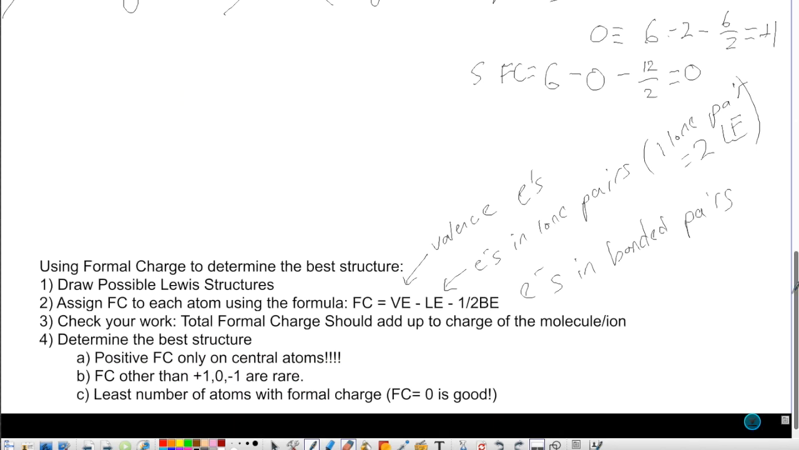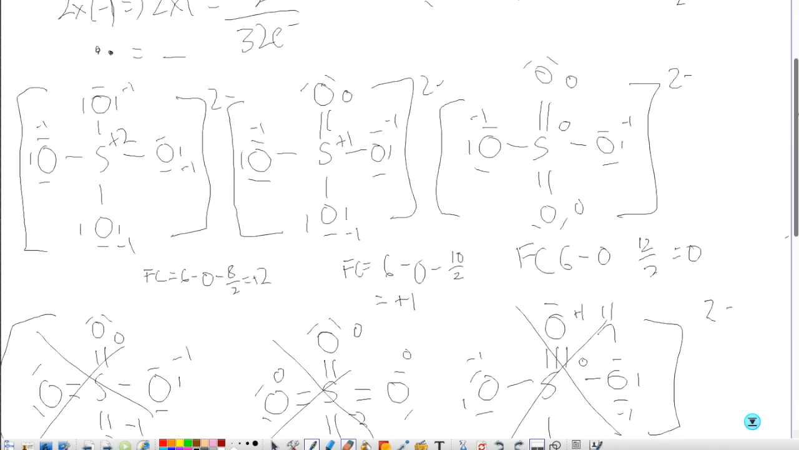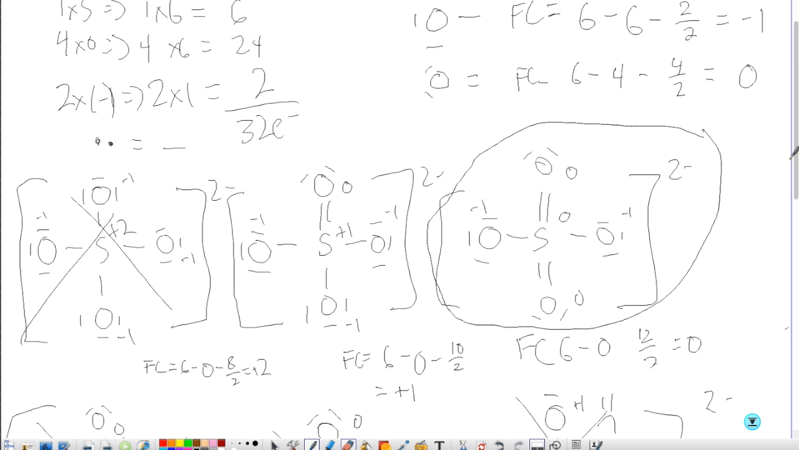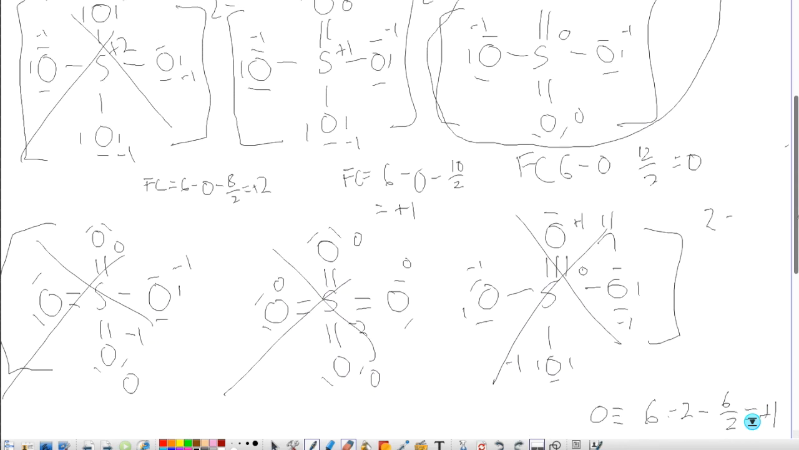All right. Least number of atoms with formal charge. So a formal charge of 0 is good. So let's take a look at what's left. So we're basically trying to decide, oh, we eliminated this one because it has a plus 2. So this one has 2 atoms with a negative charge. Everything else has 0. This one has 4 atoms with charge and only 1 0. So this is our best structure. Okay? That is our best structure.